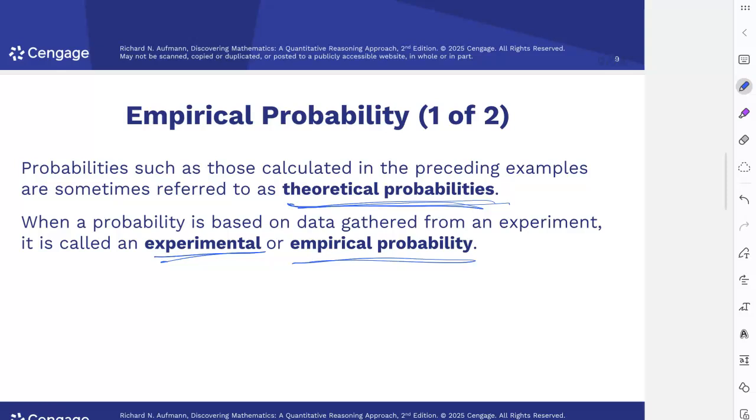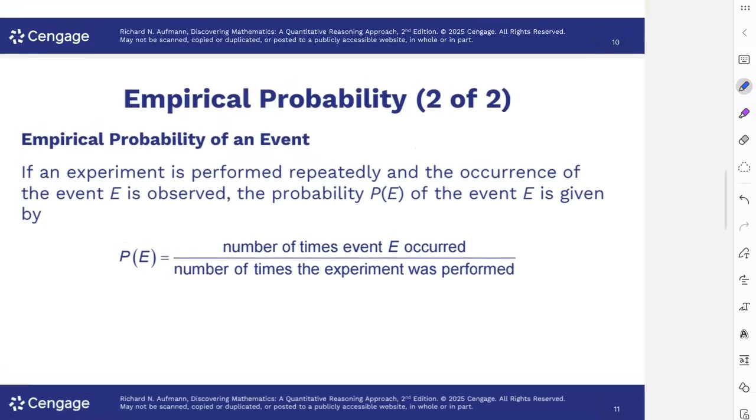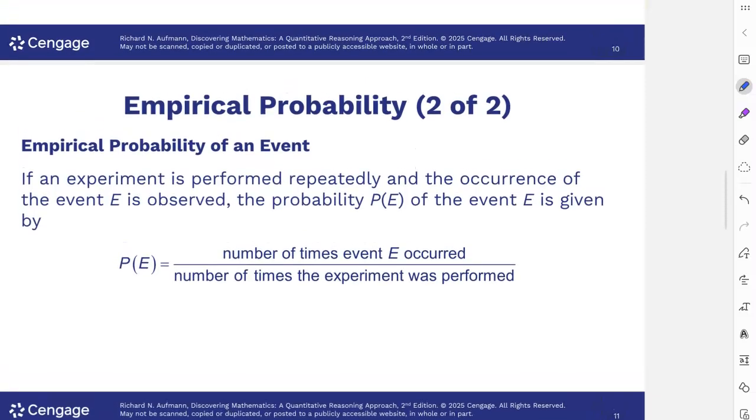Which is also called an empirical probability. And a lot of times what we want to do is compare what happened with our experiment with what should happen theoretically. So how do we compute empirical probabilities? It's still going to be that part divided by the whole.